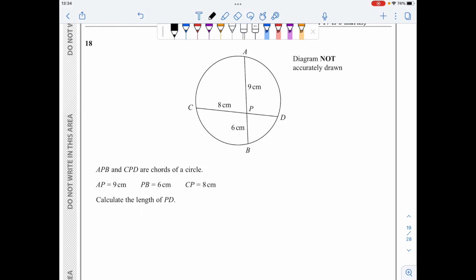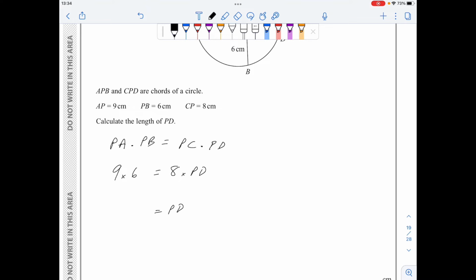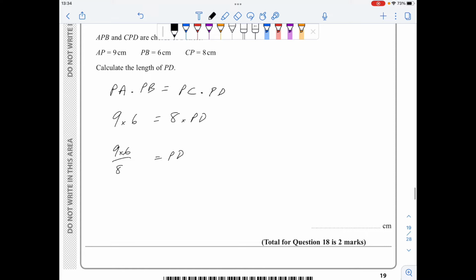For question 18, I have two intersecting chords. The point of intersection is P. So the formula is the following: PA times PB equals to PC times PD. So let's substitute the values. 9 times 6 equals to 8 times PD, which means that PD is equal to 9 times 6 over 8. Putting this on the calculator will give you 6.75 centimeters.